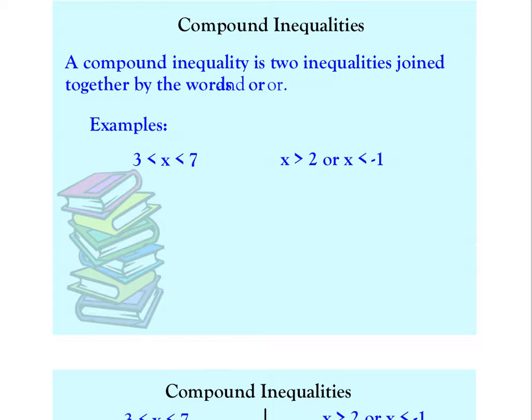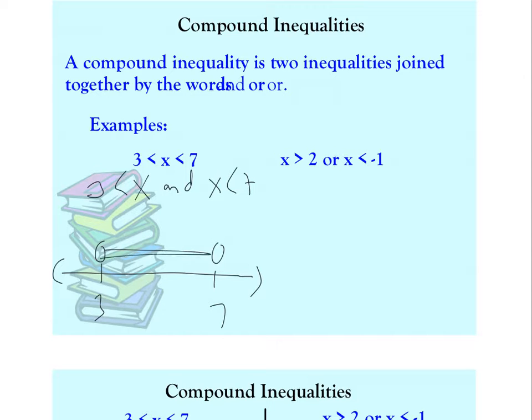So in this first example, 3 is less than x is less than 7. That means that 3 is less than x and x is less than 7. So x has to be more than 3 and less than 7. It falls somewhere in that range. So if I wanted to graph this, I would have a number line. I would have 3, I would have 7. They both have open circles because there's no "or equal to." And x is in the middle there. Okay, more than 3 and less than 7.